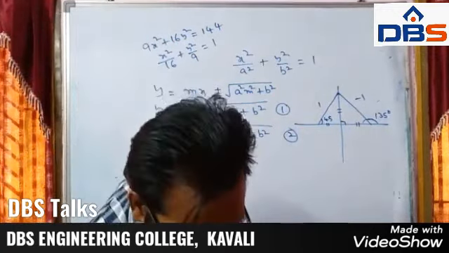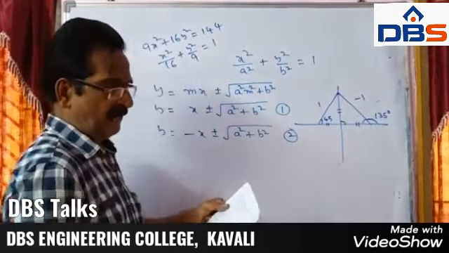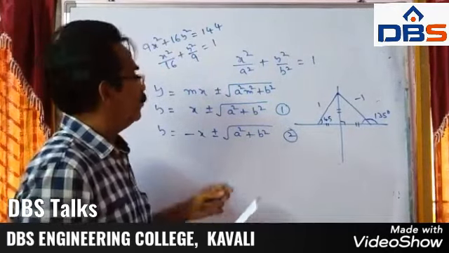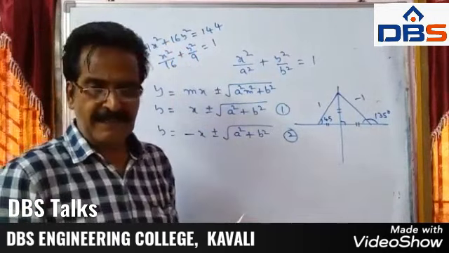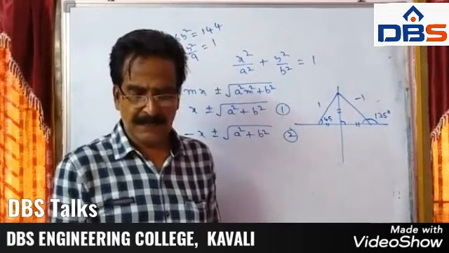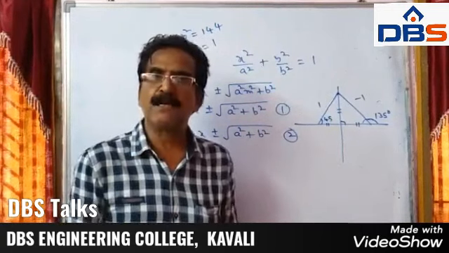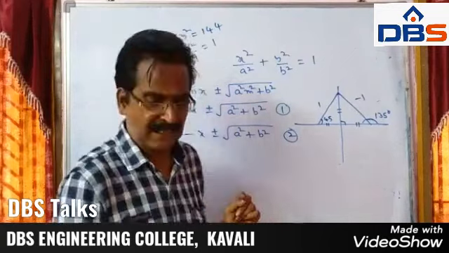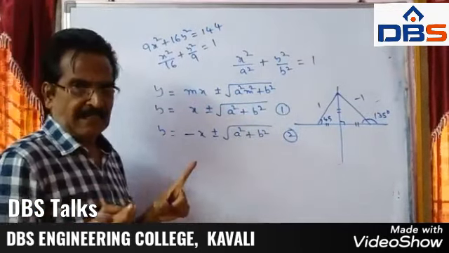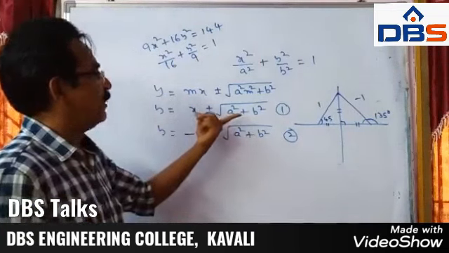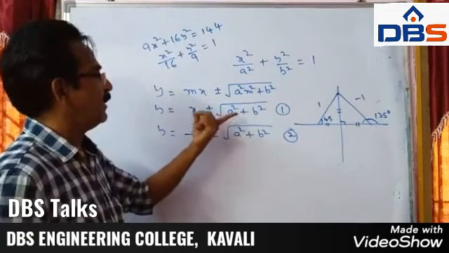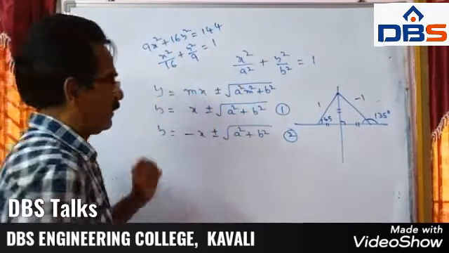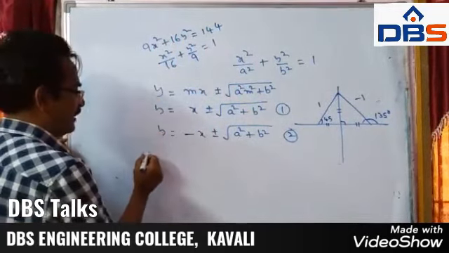Now I shall read the question once again, friends. Find the equations of the tangents to 9x square plus 16y square is equal to 144, which make equal intercepts on the coordinate axes. We have to recollect these formulas, and from the ellipse equation you can get a square and b square. Okay, I am writing the first set of equations, friends.